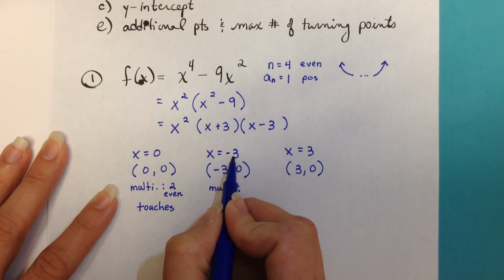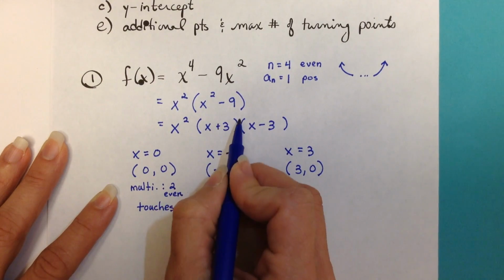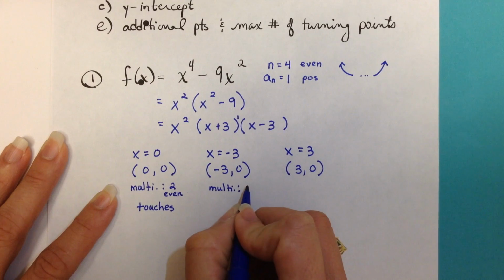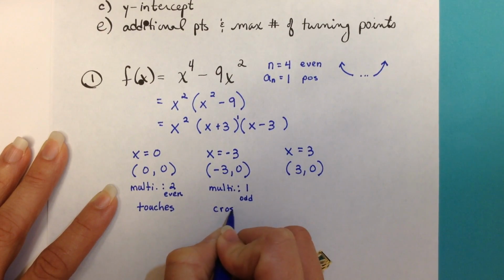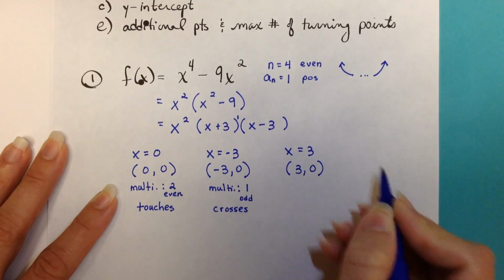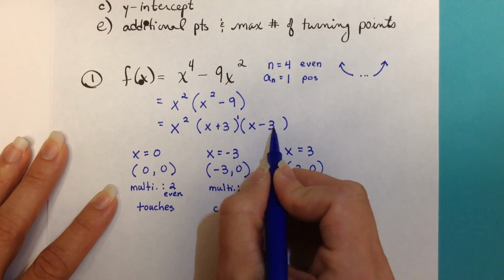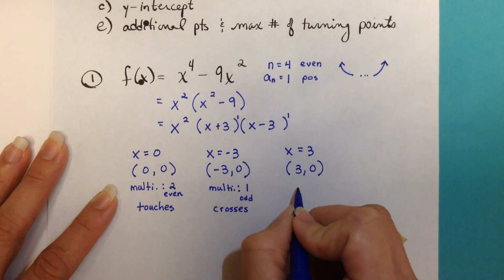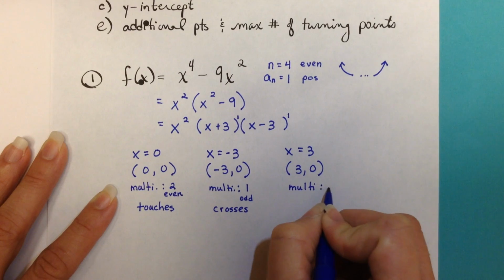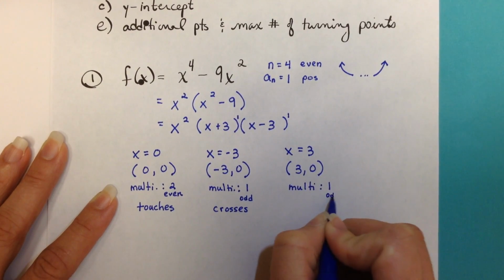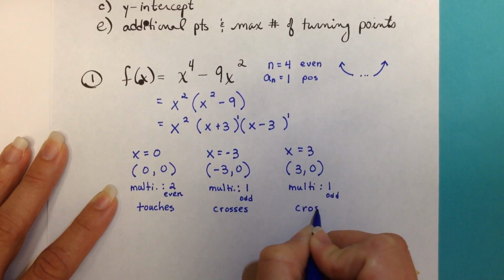Okay, for negative 3, that came from this factor, whose exponent is an understood 1. That's odd. We have crosses. X plus 3 came from the factor of x minus 3, again a multiplicity of 1. So therefore that's odd, and that crosses.